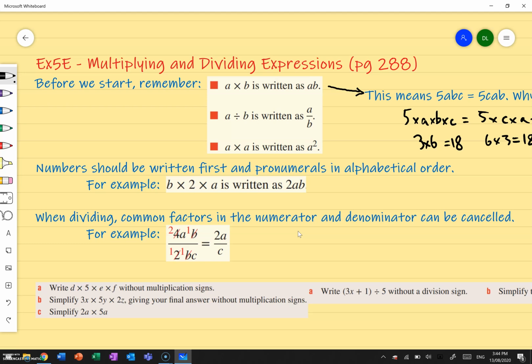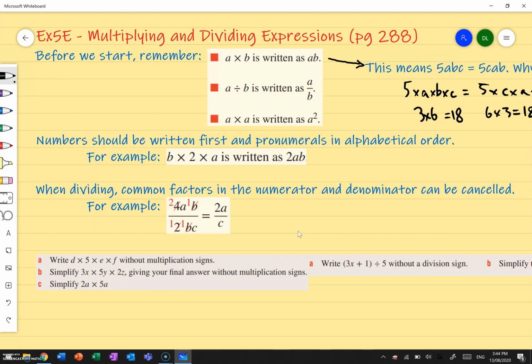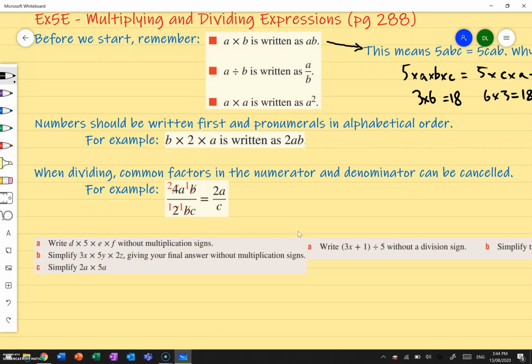So for example, if we have B times 2 times A, we normally write it with the number first, so 2, and then the first letter, A, and then B. When dividing, if we have common factors in the numerator and the denominator, they can be cancelled. We'll go through that in a second. But the idea is we can divide both sides by the same number so that we can get a simpler answer. Let's go through some examples.